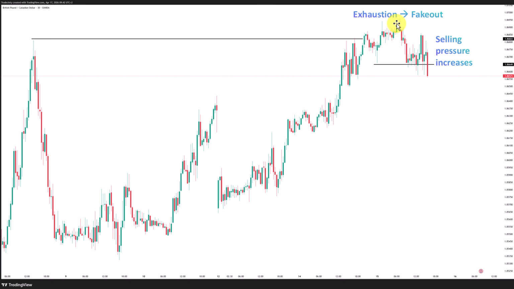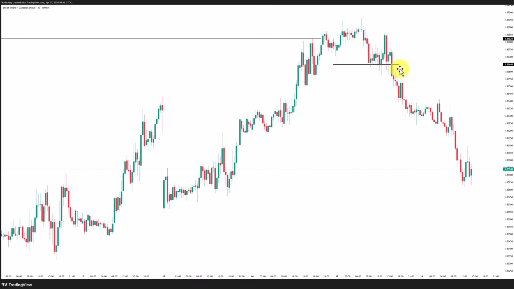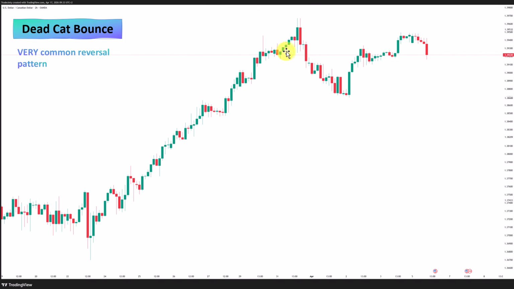We see here a dead cat bounce, lower highs, selling pressure increases with very, very large bearish candles here. We have to break out through the previous support area that was built. That's your tipping point. And then the market sold off very strongly. The dead cat bounce is a pattern that you should know about because this happens across all markets, across all time frames, all the time.